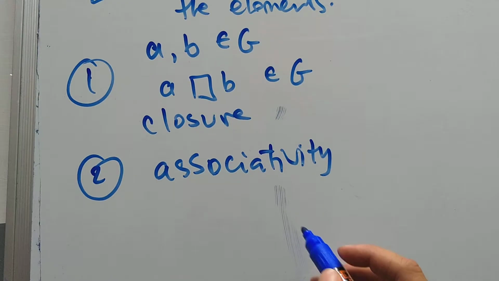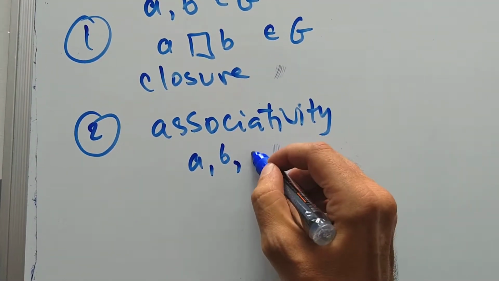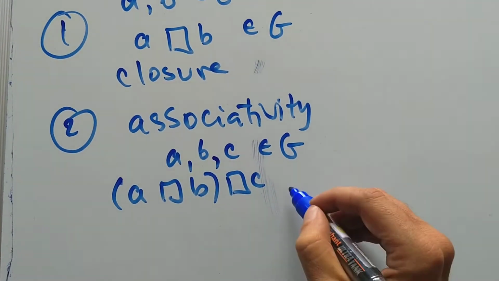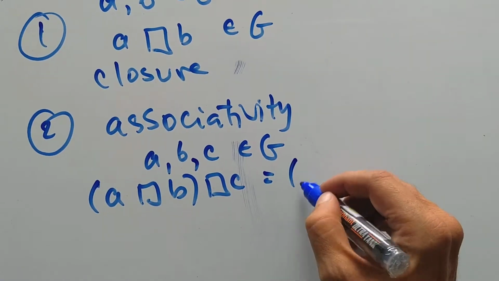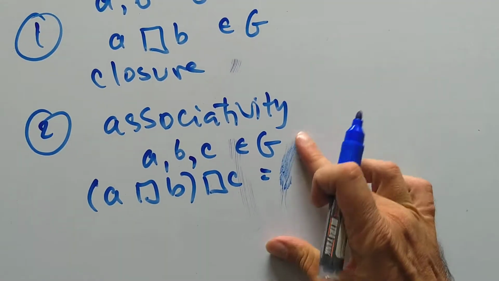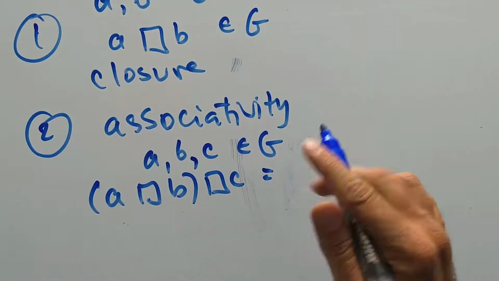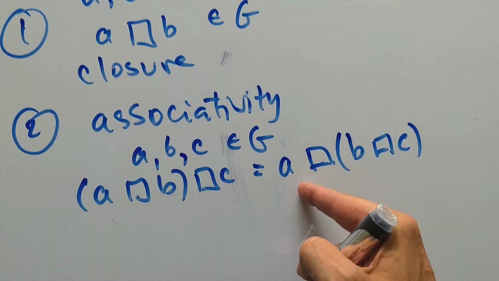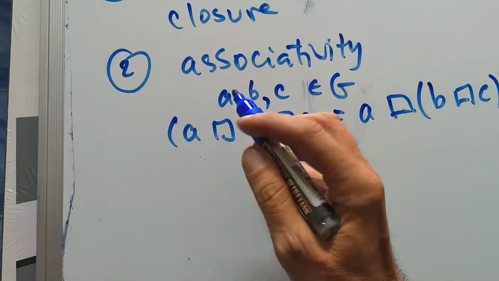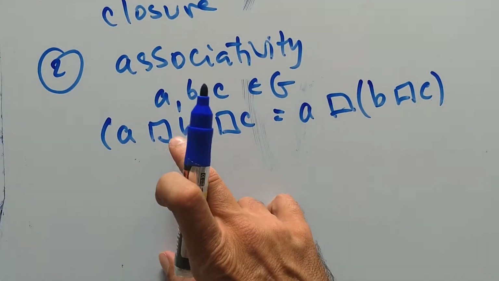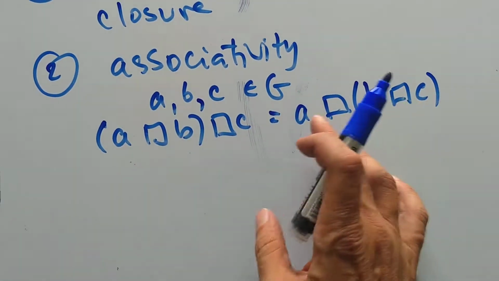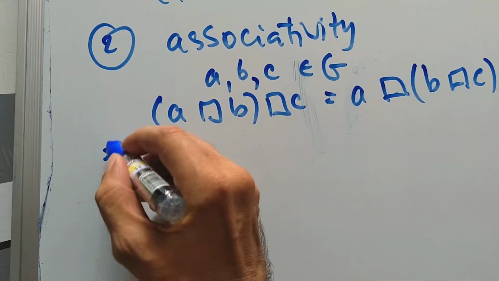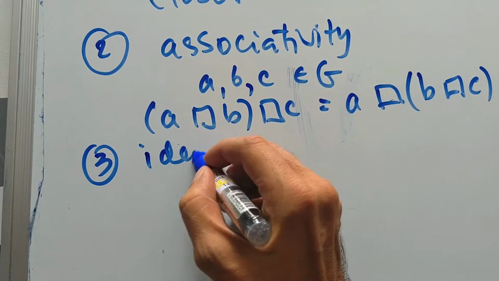2, associativity. It's a long word. If I take three elements from G, I can combine them this way, A and B first and then C, and that should be equal to combining B and C first and then A. That's the associative law. For our case, we're going to be using addition and multiplication for our operations, so everything will always be associative.